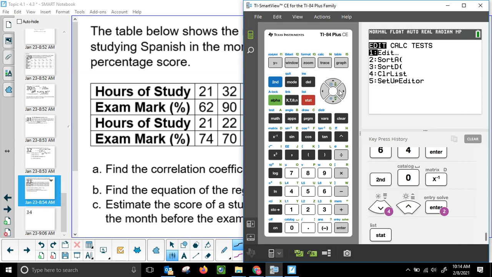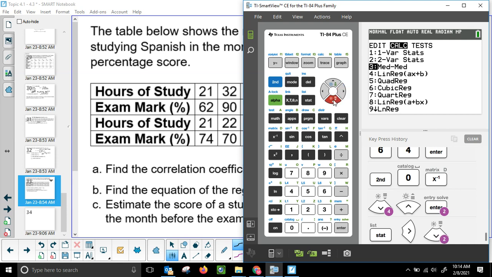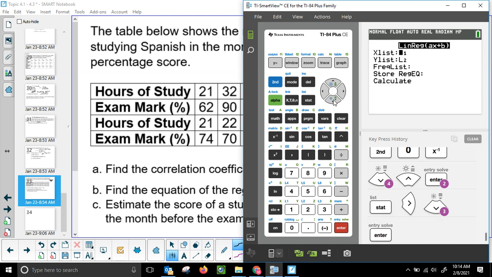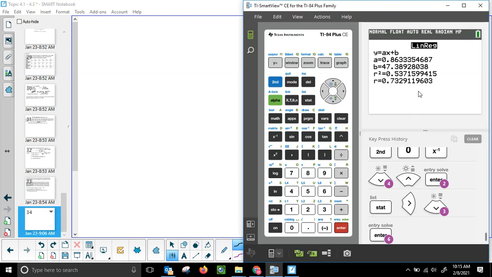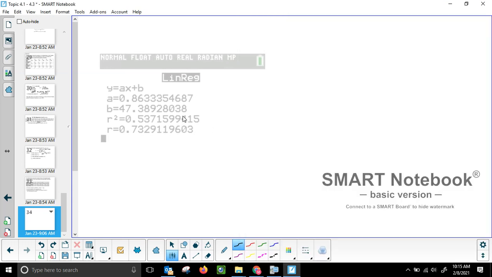If we go to stat and we go to calculate, now we want to go to this LinReg, ax plus b. We hit that. The x's are in my L1, the y's are in my L2. So now it kind of gives us everything.